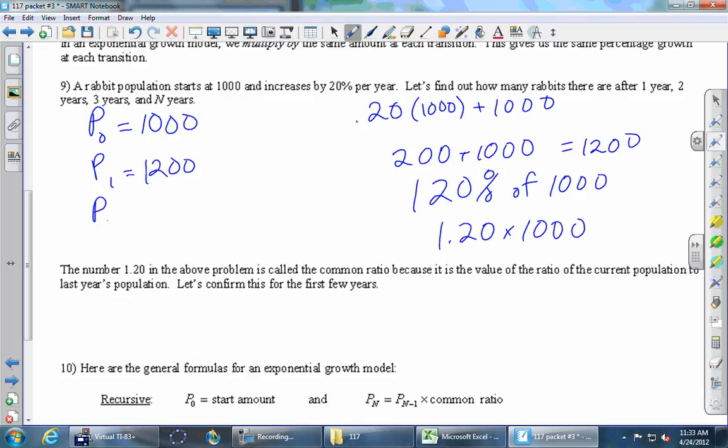And so then in the next year, you take whatever you had. How many rabbits did we have? 1,200. And what's our multiplier? 1.2. Every year, 120% of what you had the year before. Madonna? Yes, then we're going to use exponents as well. That's a good observation.